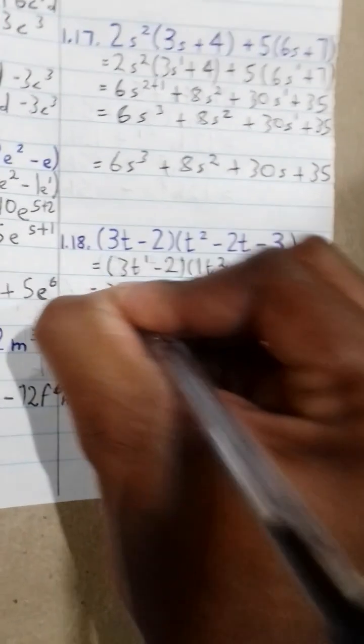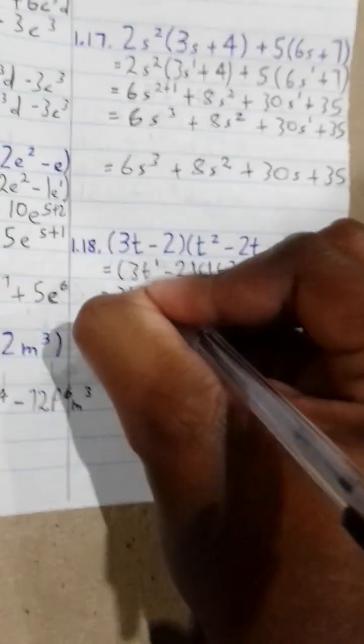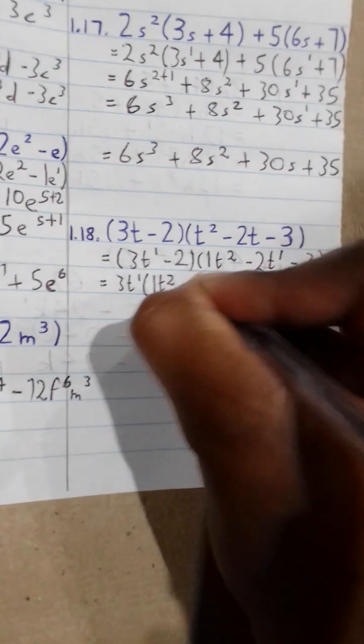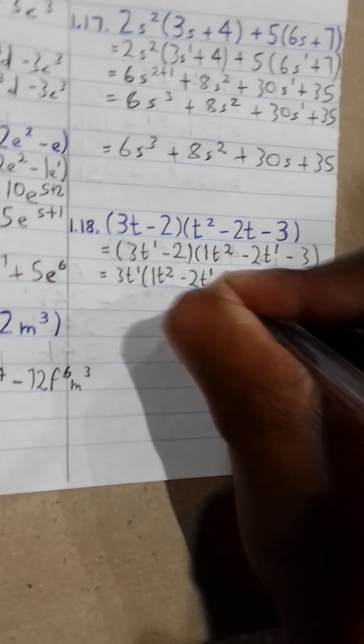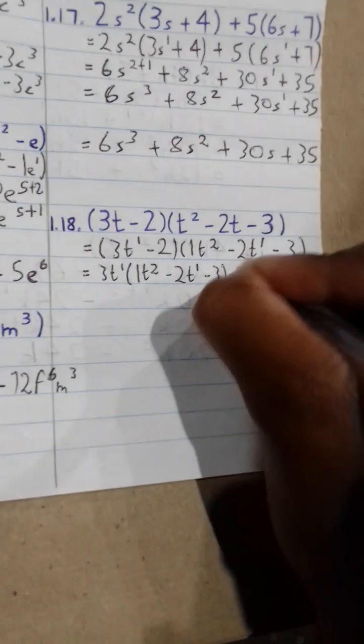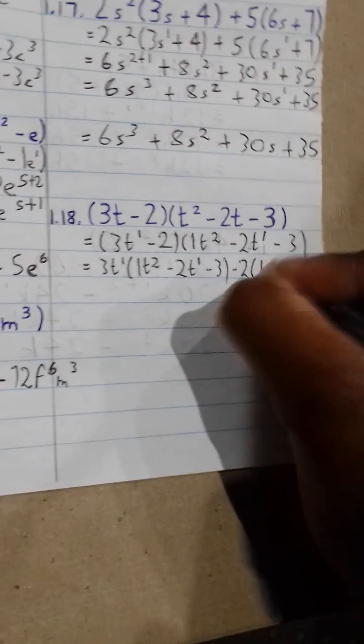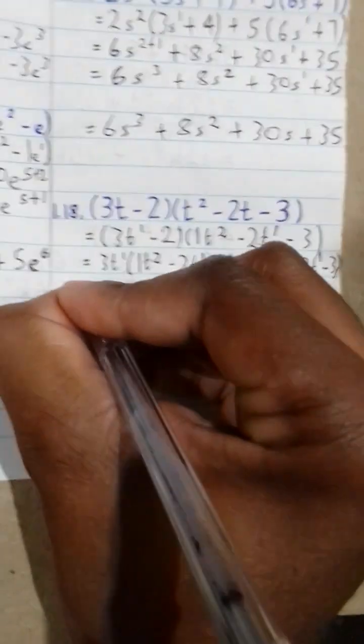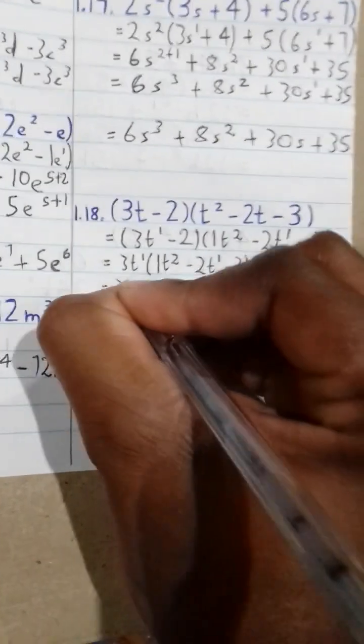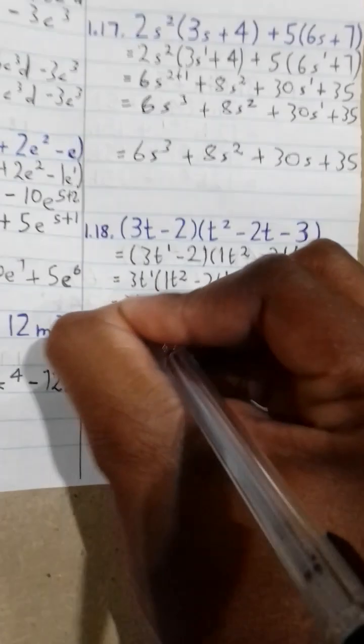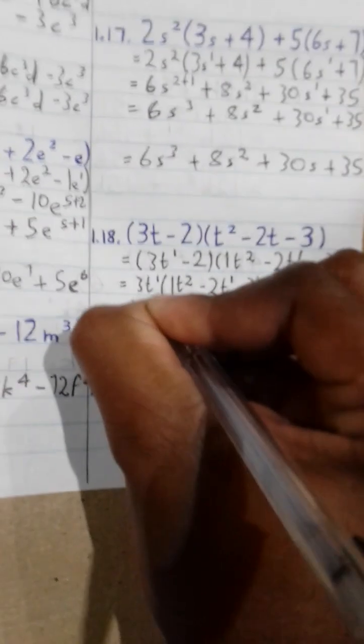So the first term in the first bracket, 3t to the power of 1, 1t to the power of 2, minus 2t to the power of 1, minus 3, then minus 2, 1t to the power of 2, minus 2t to the power of 1, minus 3. Right? Then we simplify. Positive times positive is positive. 3 times 1 is 3. T to the power of 1 times t to the power of 2. T to the power of 1 plus 2.